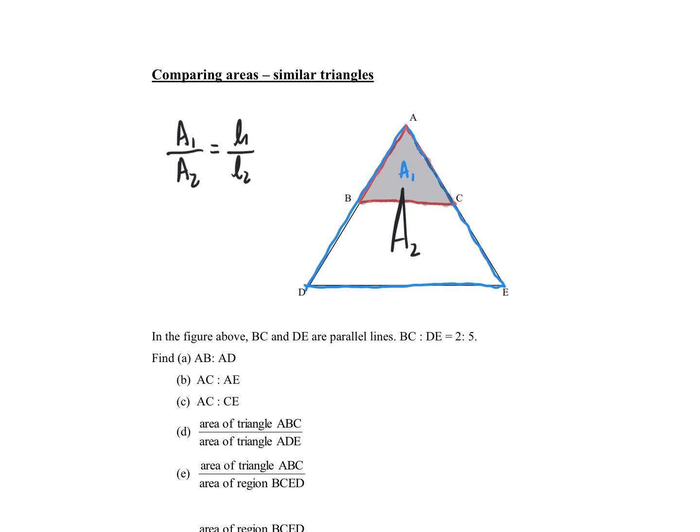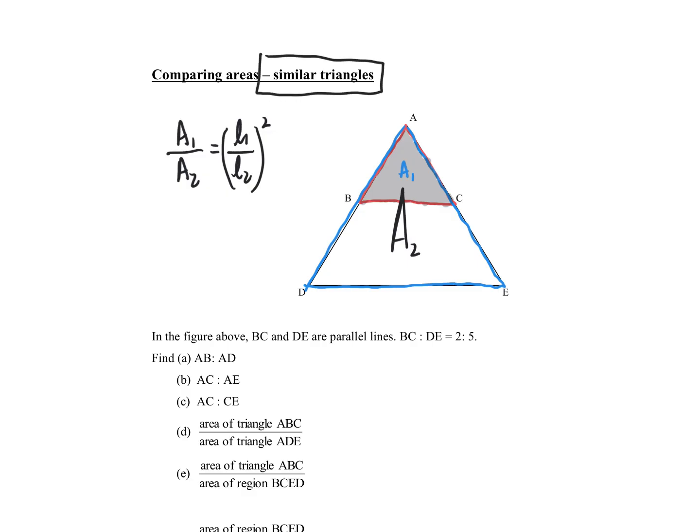L1 over L2, L1 over L2 squared. So for ratio of similar triangles, you need to square the ratio. Different from just now, we just compare the base, right? This one you need to square. So just take note, if it's similar triangles, square the ratio.